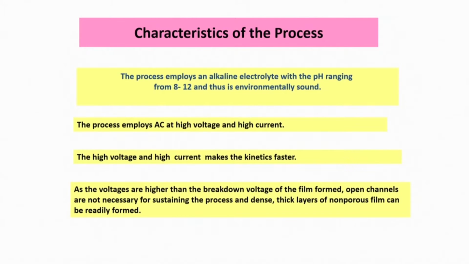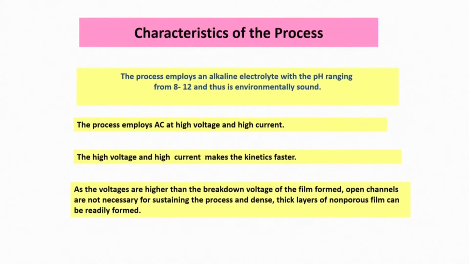Another advantage of this process is that in micro arc oxidation people usually use a basic bath. As they use a basic bath, there is no problem for the environment, so drainage of the solution is not a problem. The process employs an alkaline bath with a pH range between 8 to 12, and its environment is sound.